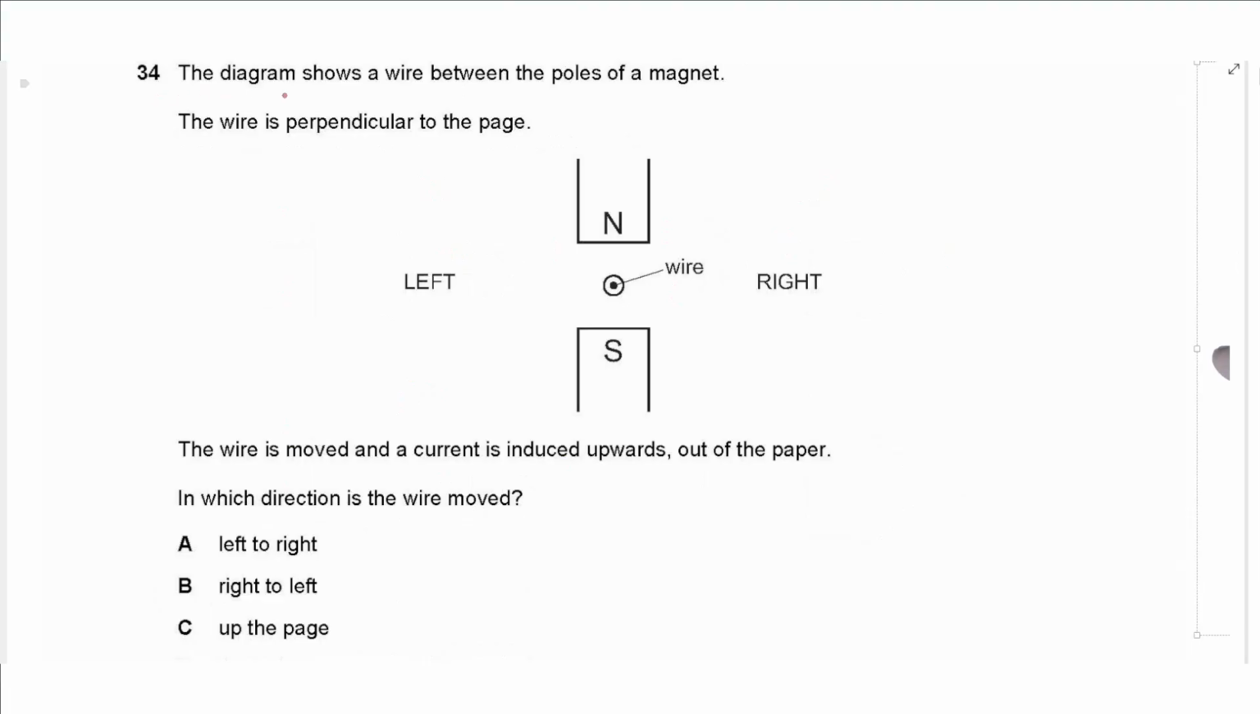Question 34 says the diagram shows a wire between the poles of a magnet. The wire is perpendicular to the page. The wire is moved and a current is induced upward out of the paper. In which direction is the wire moved?